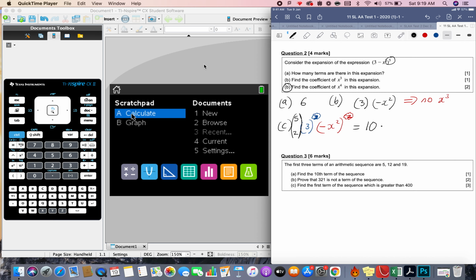3 cubed is 27, and then negative x squared gives us a positive x to the 4, so that gives us 270 x to the 4.